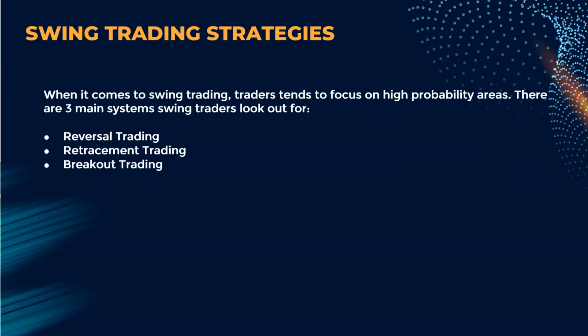And then let us look at the three swing trading strategies that I want to talk about. When it comes to swing trading, traders tend to focus on high probability areas. You understand the market structure and you're trying to play the movement in the markets. The three main systems swing traders look out for, that I'll discuss here, are reversal, retracement, and breakout trading. I'll use a slide to explain each of these, and then we'll go to the chart and look at some examples as well.